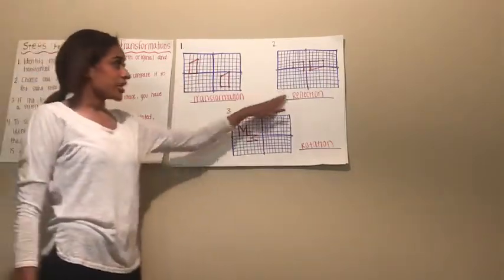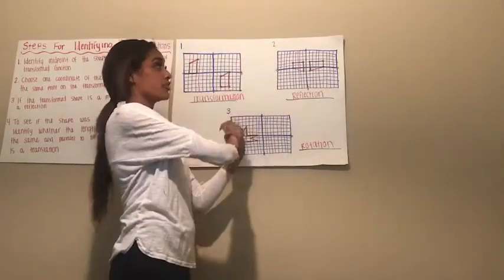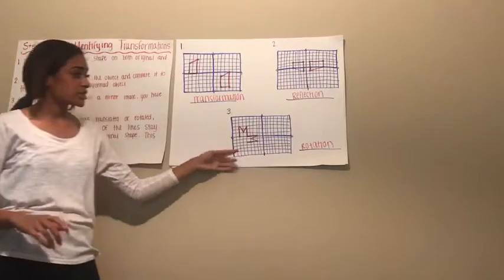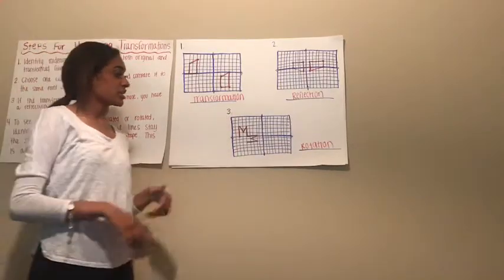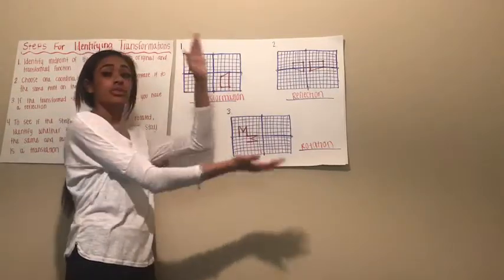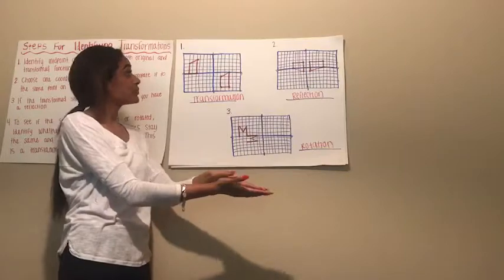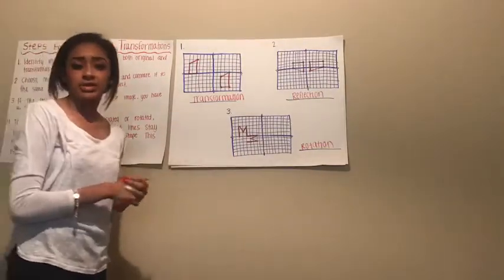Number 2, she did a reflection and she is right. If you were to fold the paper, these images would lay right on top of each other. Number 3 is a rotation. You see they rotated the letter M and she did it correctly. She identified that there was one common point and the image just rotated to the right a little bit. Does anybody have any questions about this?